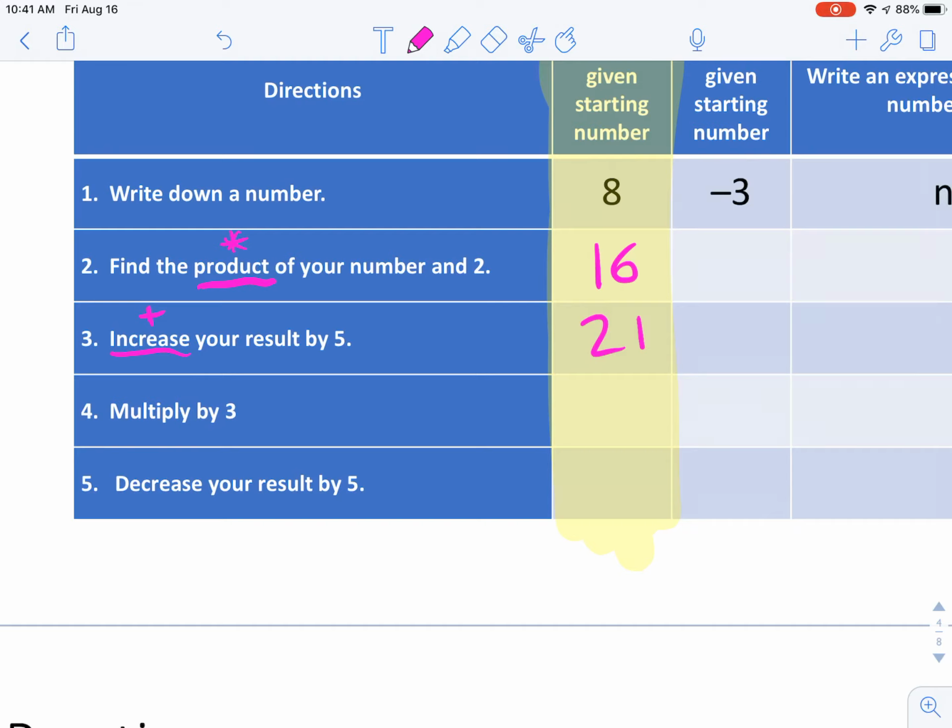Now they tell us to multiply. Well, that's easy. We know what multiplication is. They tell us to multiply that by 3. At this point, if you need to use a calculator, you may. We're going to multiply 21 by 3 to get 63.